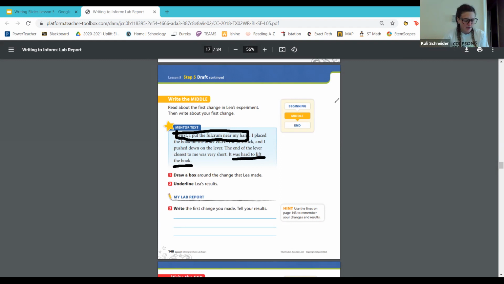So now we're going to go ahead and think about, before we draft our middle, we need to think about, well, first of all, how many changes did Leah make to placement of the fulcrum? There was 2, right? So we need to make sure we think about our 2 changes to our bottle car.